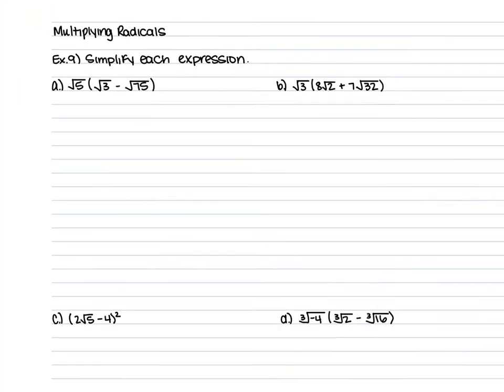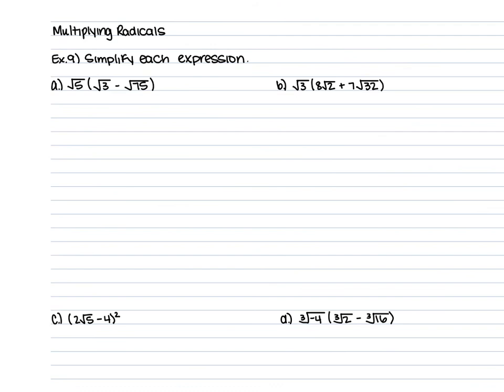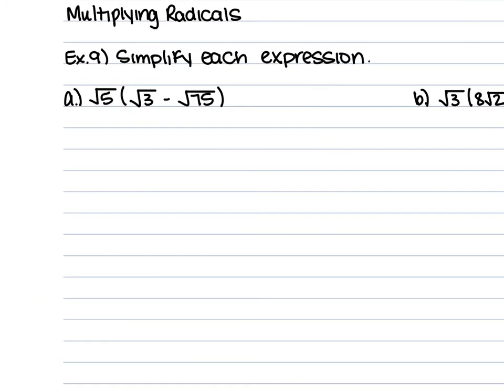For the last part, we're just multiplying these radicals, which is something we've already done before. We're just getting a little bit more practice with these. For example, 9a, we have the square root of 5 times the square root of 3 minus the square root of 75. Now you can do this one of two ways. You could distribute in that 5 and then simplify, or you can simplify what's inside the parentheses first and then go from there. I want to simplify what's inside those parentheses first.